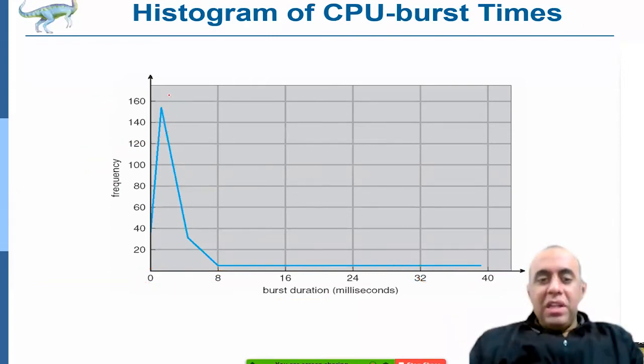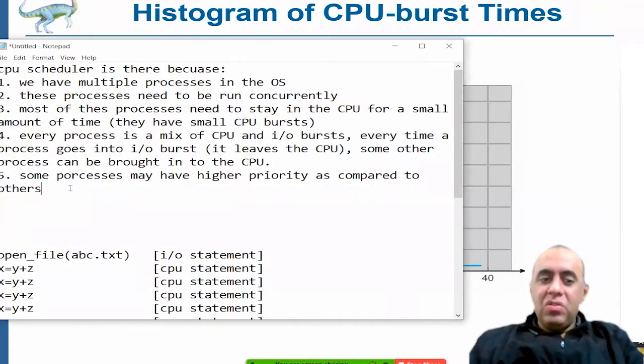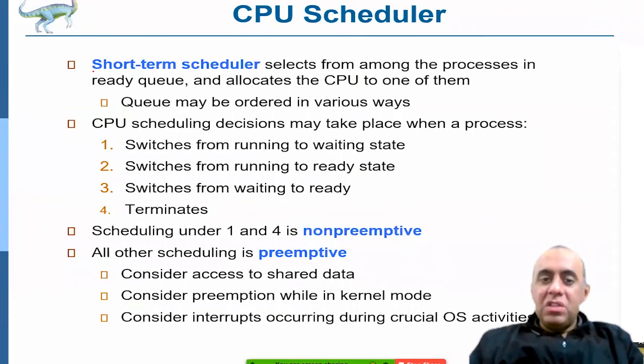The benefit for us is that we have a lot to play with, right? We will always have a lot of processes with small CPU bursts, so we can make very good decisions about how to improve the performance of our operating system, right? So the CPU scheduler is also called a short-term scheduler. We saw that earlier in some other chapter.